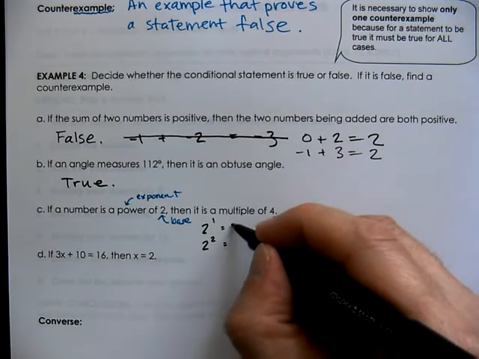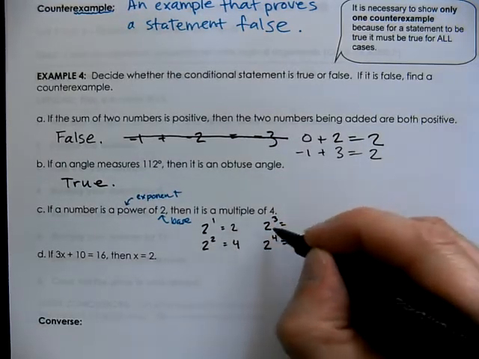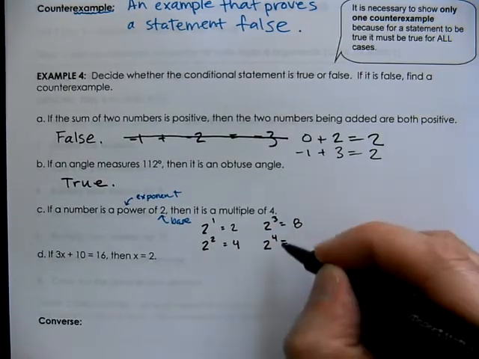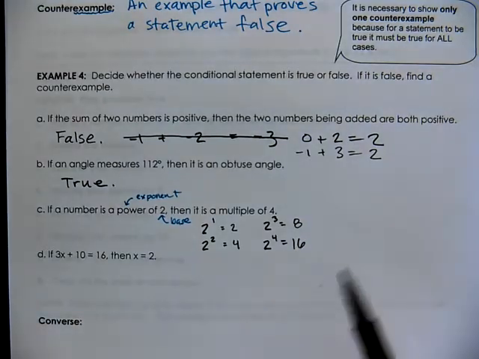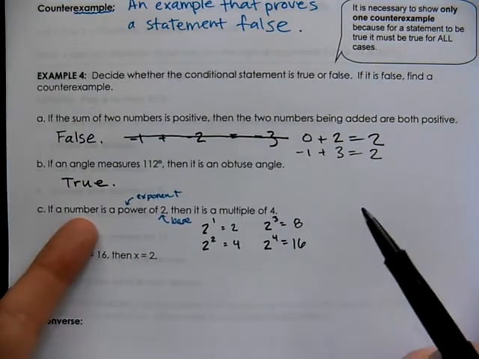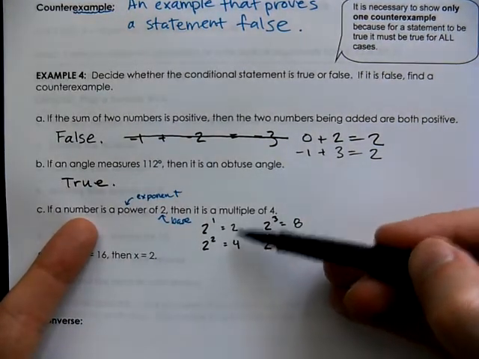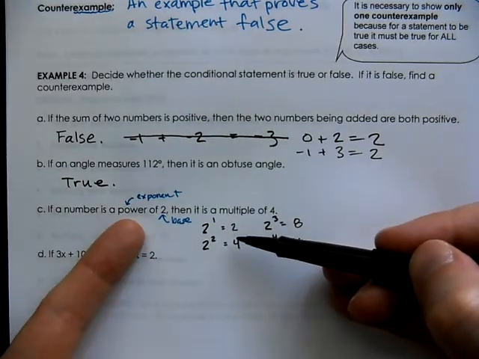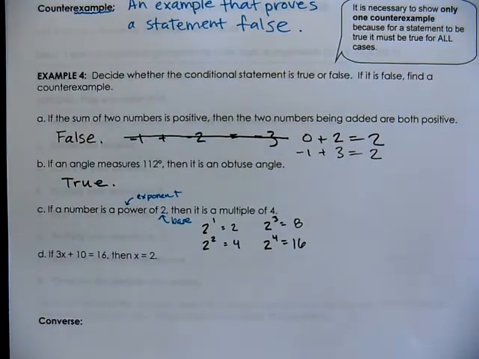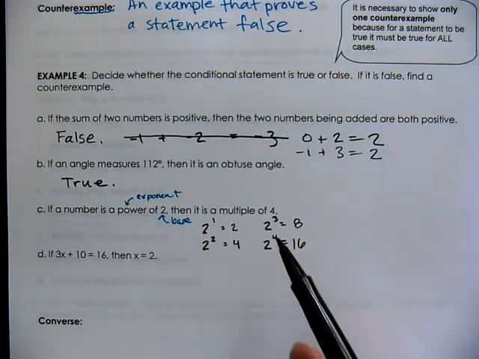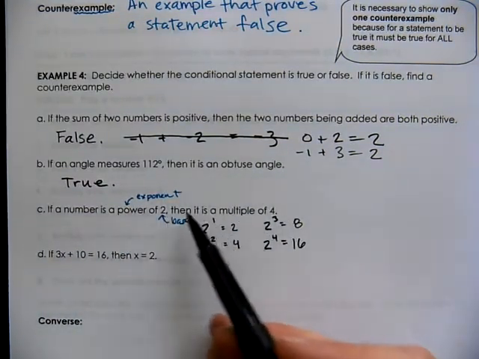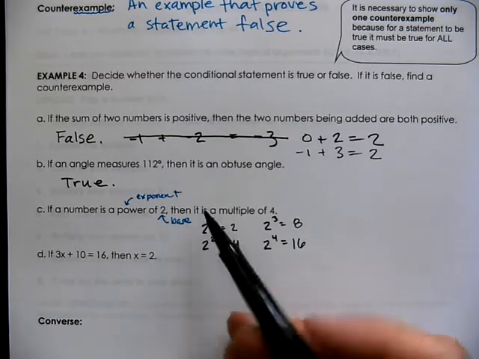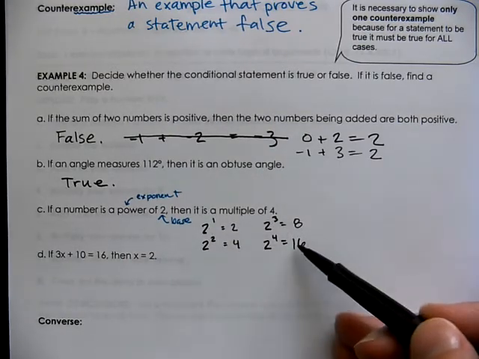Well, 2 to the first power is 2, 2 squared is 4, 2 cubed is 8, 2 to the fourth is 16. So when we say if a number, these are the numbers we're talking about. These numbers are the results of the power of 2. So that sets up the condition. Now here's the result. Then we're saying then it, meaning these numbers here, the 2, 4, 8, 16, then it is a multiple of 4.